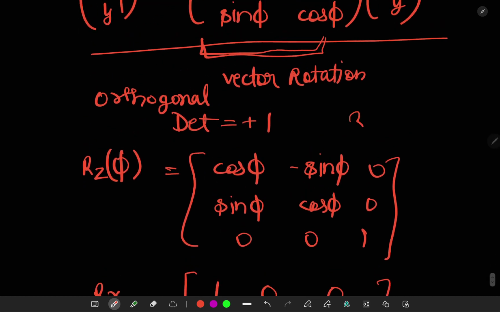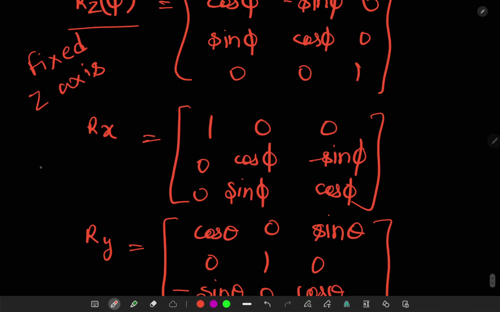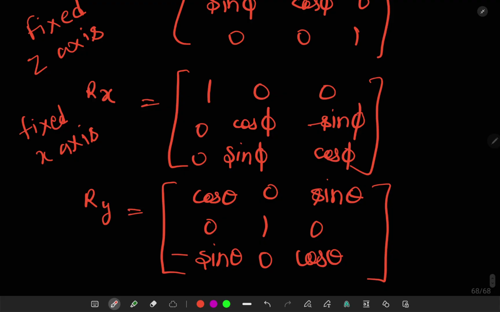For the three-dimensional case, we can find Rz phi taking z constant, that is, z axis fixed, and similarly for fixed x axis, and now similarly for fixed y axis.